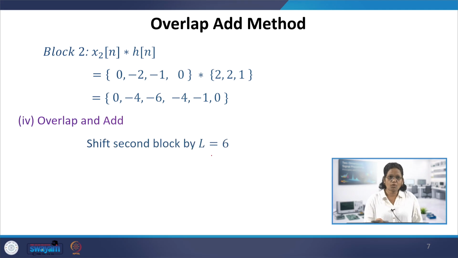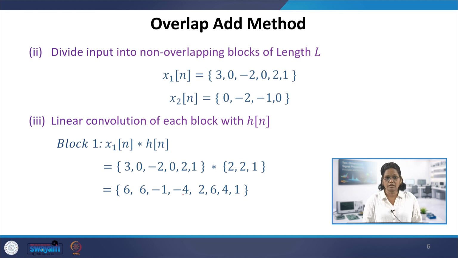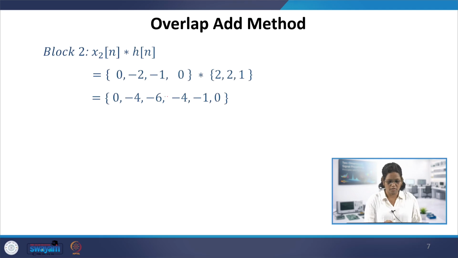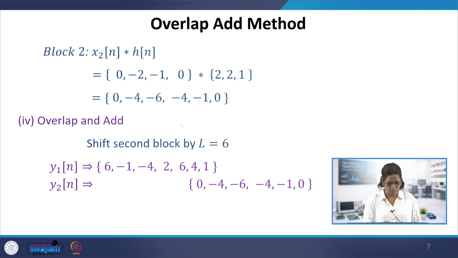So in the overlap add method, what do we do? X1 and X2 were convolved with h resulting in Y1, that is this one from the previous case, and then the second one, Y2 of n, that is 0 minus 4 minus 6 minus 4 1. So shift this Y2 of n by the length L, and then overlap the last M minus 1 samples which we got in Y1 with the first 2 samples here of Y2. So we take this block and add these points also.